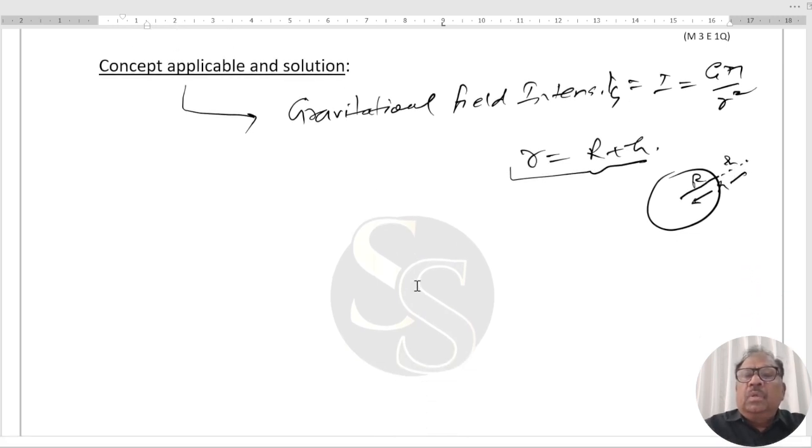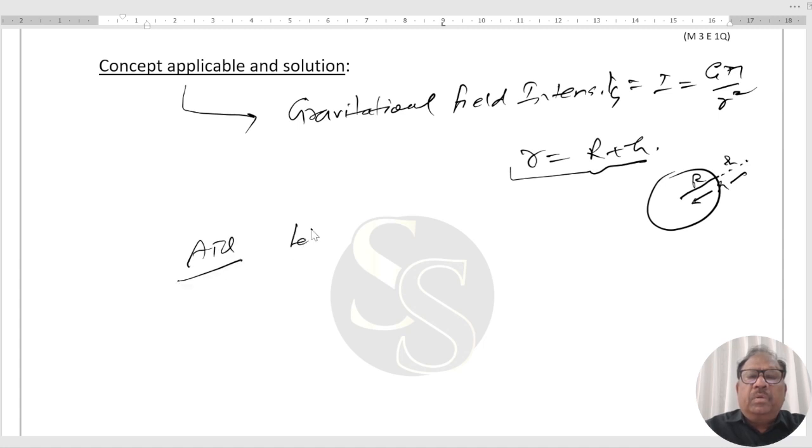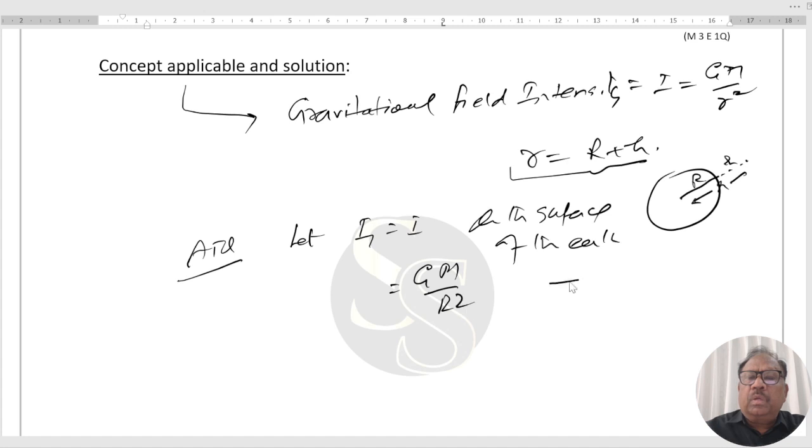Now, according to the question, let I1 be equal to I on the surface of the Earth. That will be equal to GM upon R square, equation 1. So R is the radius of Earth.